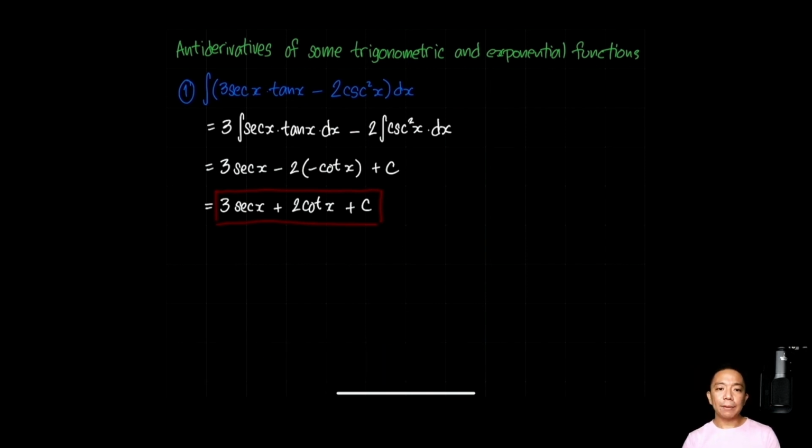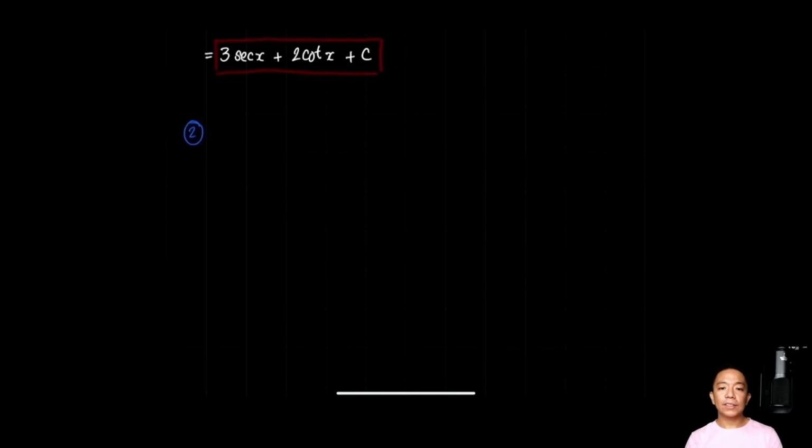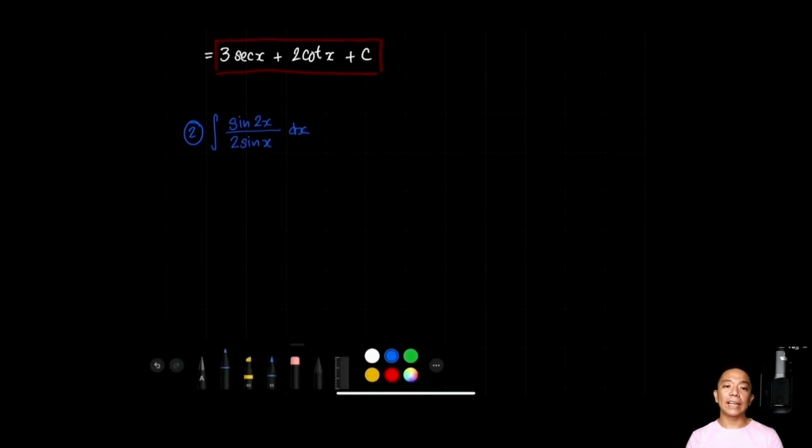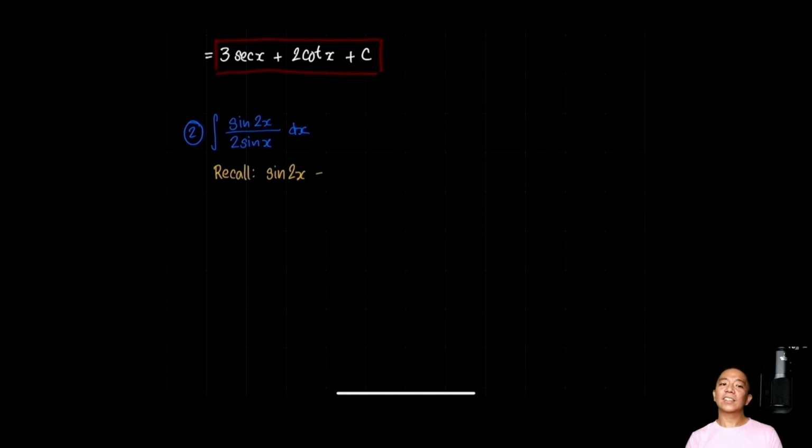The second item for this set of examples is the general antiderivative of sin 2x over 2 sin x. What we want to remember here is that sin 2x is equal to 2 sin x cosine x. So this was taught probably in your grade 10, Math 4. So using this identity, we could rewrite our given as the general antiderivative of 2 sin x cosine x all over 2 sin x. It's easy now.